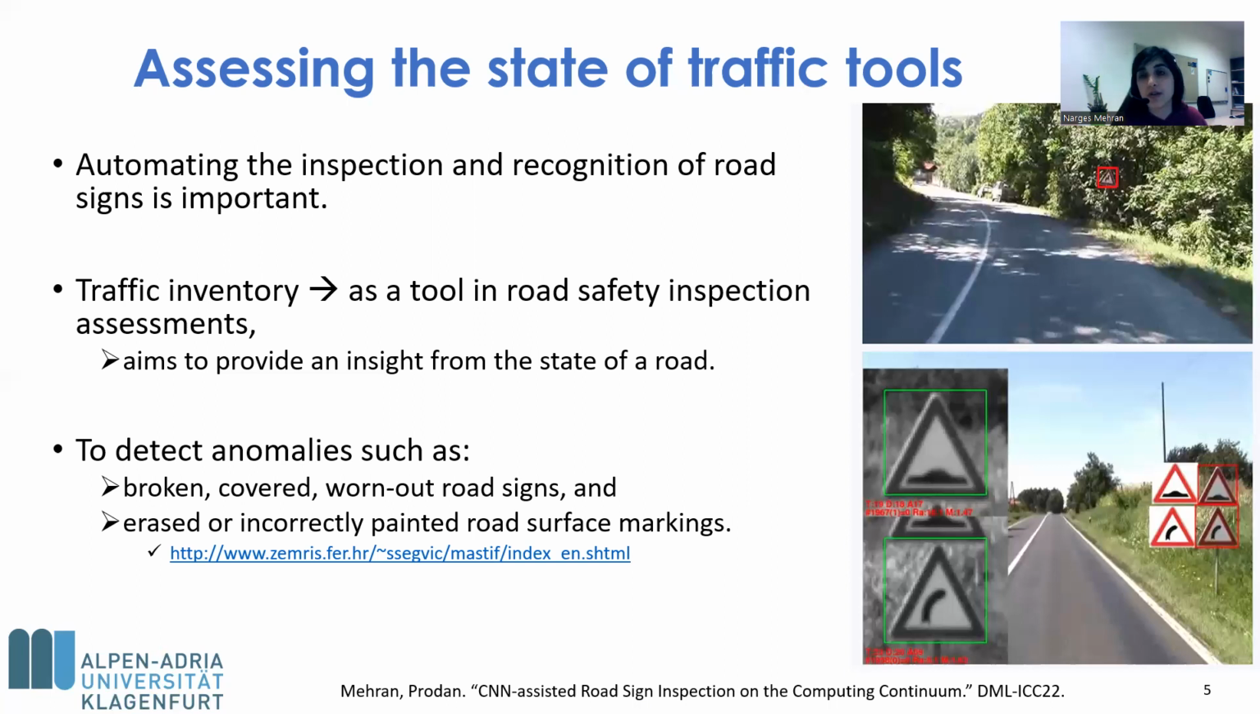Maybe these traffic signs are broken, covered, worn out, incorrectly placed, or maybe have been erased. One specific thing that we didn't target in this work was those traffic signs that have been stolen, of course, because when they are not there, we could not recognize them. But the other types of traffic signs that maybe have been covered or worn out, we have tried to inspect.